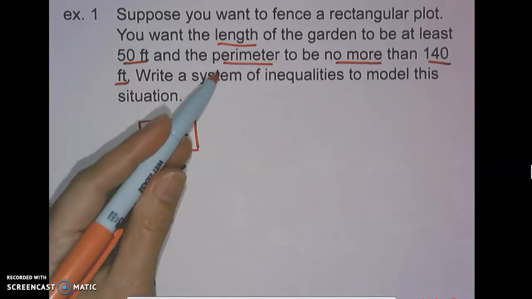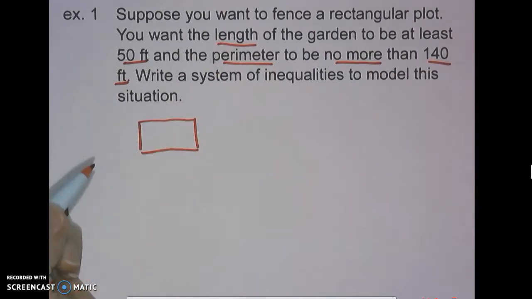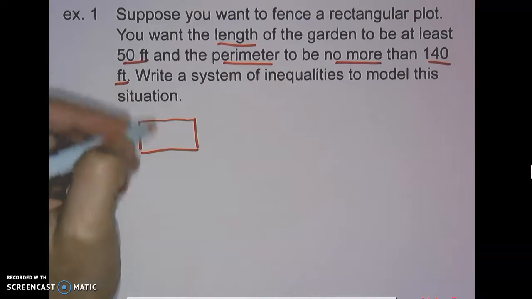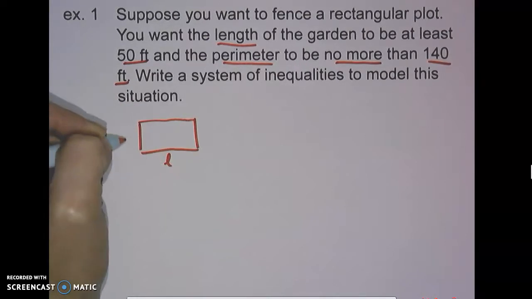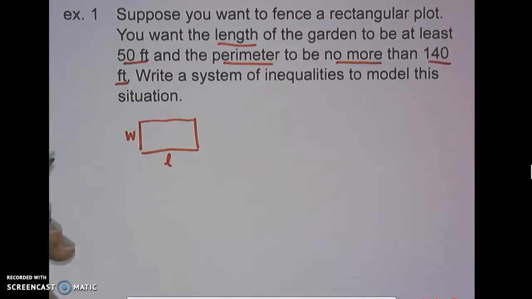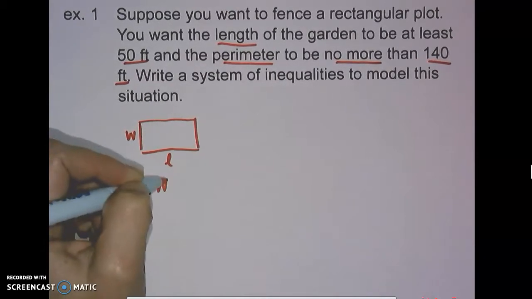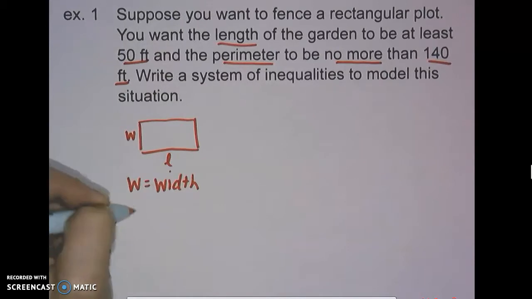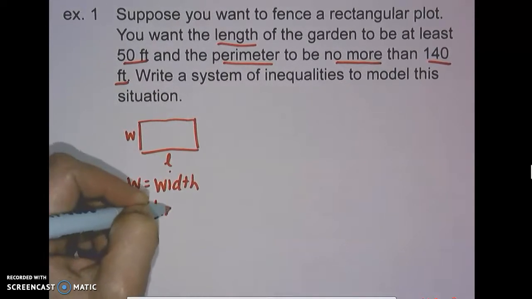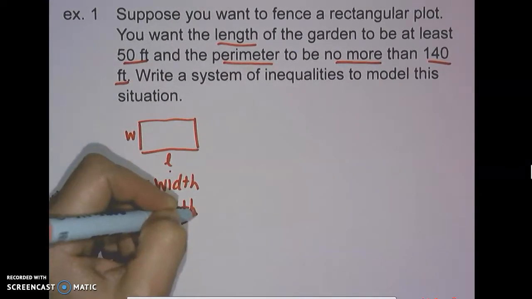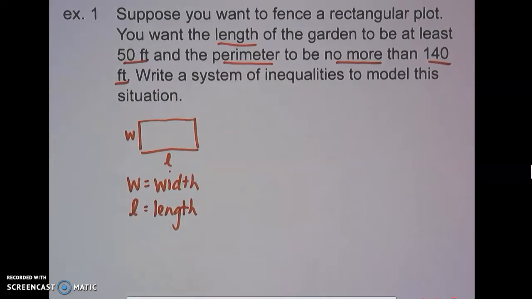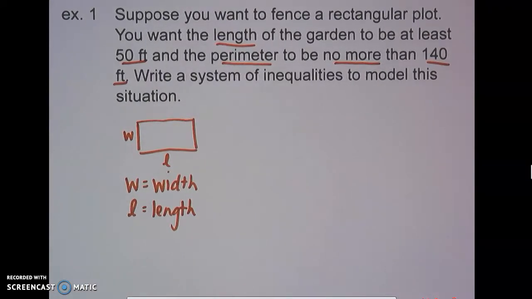Well, perimeter, what two variables happen with perimeter? We have length, which they gave us, so I'm going to use L for length, and width, okay? So our variables, I'm going to use W equals width and L equals length. And you can choose whatever variables you want. Okay, but using those two, we're going to write our inequalities.